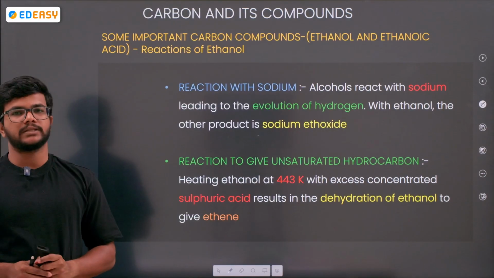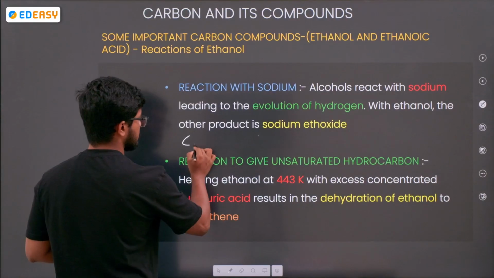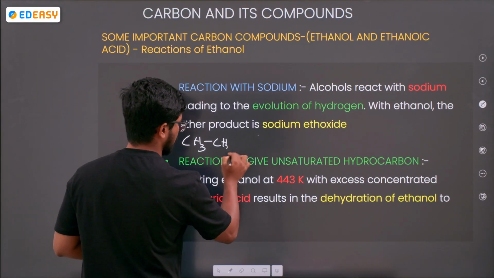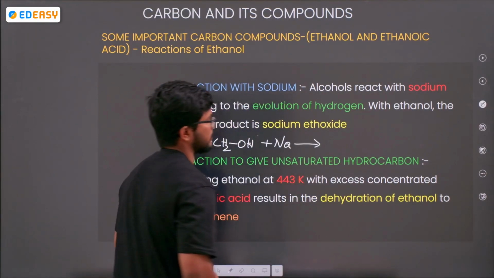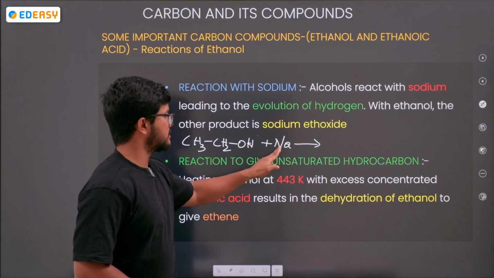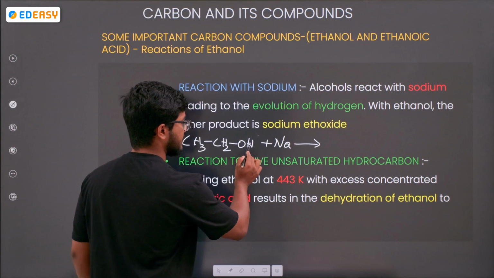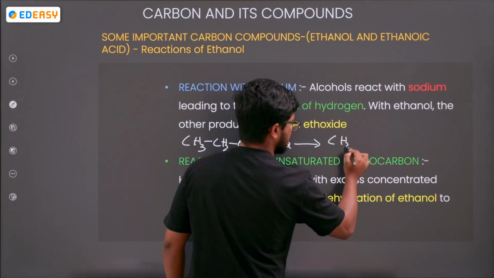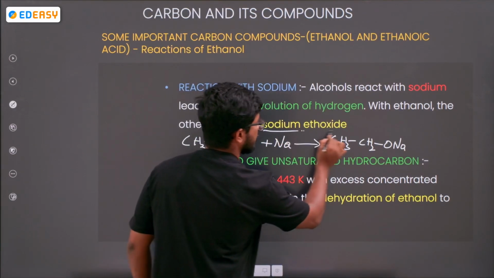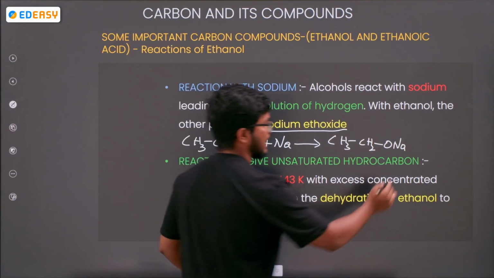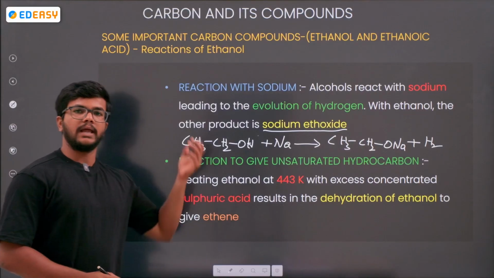Next, chemical properties of ethanol. First, ethanol on reaction with sodium. Ethanol is nothing but CH3CH2OH. When it reacts with sodium, it gives evolution of hydrogen gas, because sodium replaces the hydrogen. When hydrogen is replaced from the ethanol, it gives CH3CH2ONa, which is nothing but sodium ethoxide, with hydrogen gas. So this is the reaction between alcohol and sodium metal.